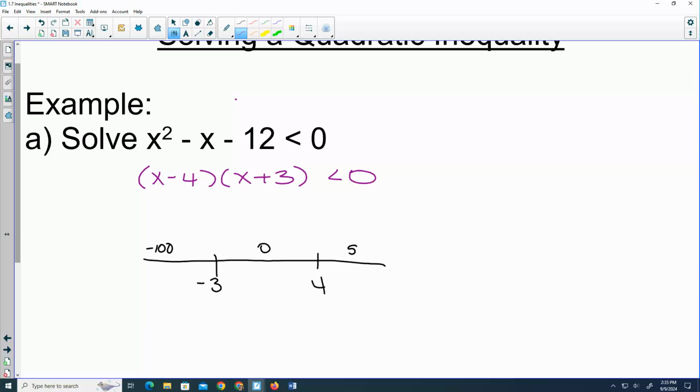We do not care what we actually get when we plug these in. We only care if it's positive or negative, if it's above or below the axis, okay? Because this is where it hits the x-axis, so I'm just trying to figure out, before that, was my graph up here or was my graph down here? So if I plug in negative 100, negative 100 minus 4, is that a positive or a negative number?